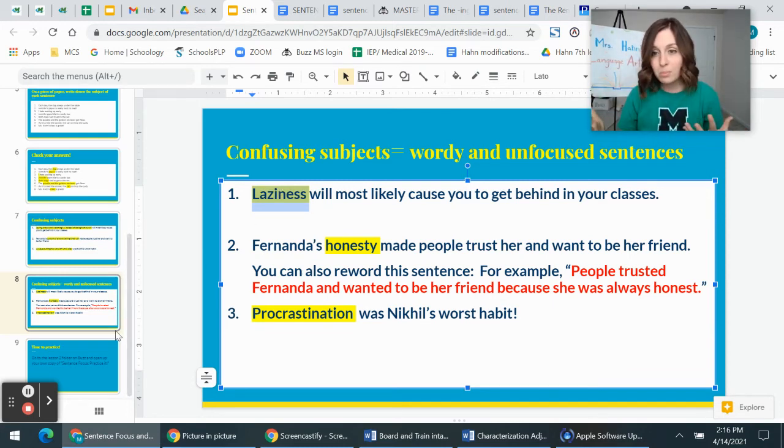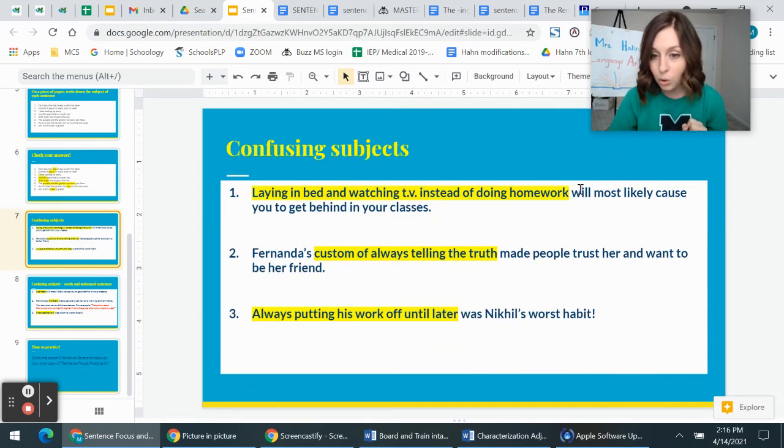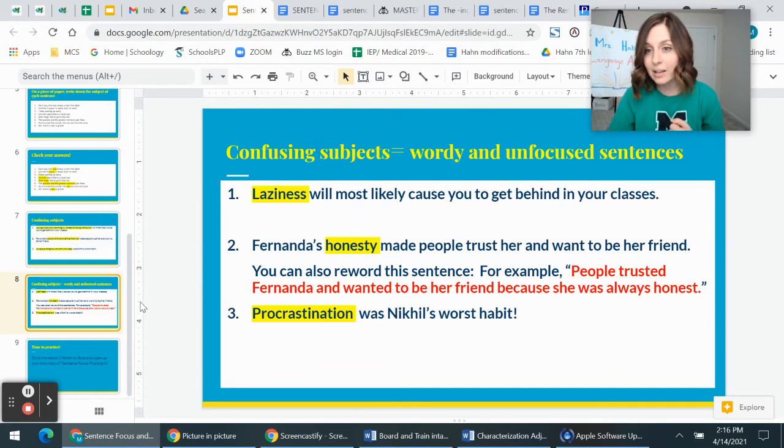If you want to keep explaining later, that's great, but by having that one concise subject, that really focuses the sentence. So we don't want a confusing subject because that will make a sentence that is wordy and unfocused. We want a concise subject that makes our sentence clear. So instead of laying in bed and watching TV instead of doing homework will most likely cause you to get behind, it's laziness will most likely cause you to get behind.